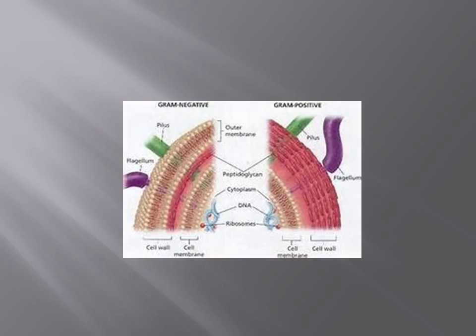One of the main differentiations between the two is that gram-positive bacteria have the large peptidoglycan layer that you can see on the left side of the screen there, and then the gram-negatives have a smaller layer, but they're covered by an outer membrane or cell wall.